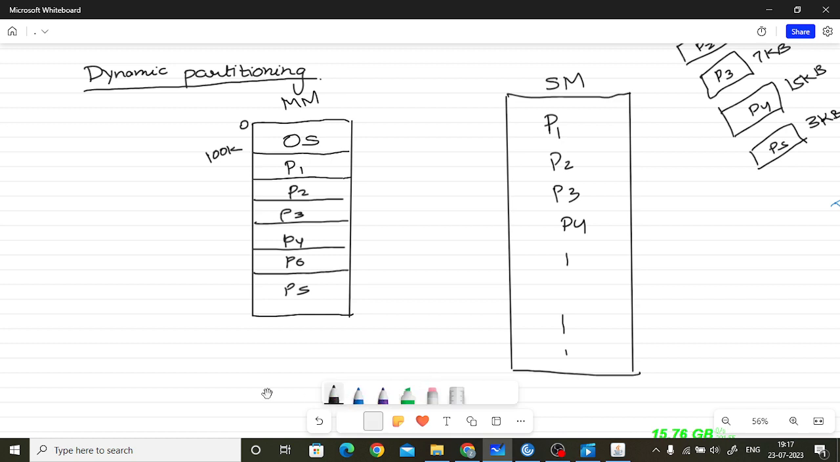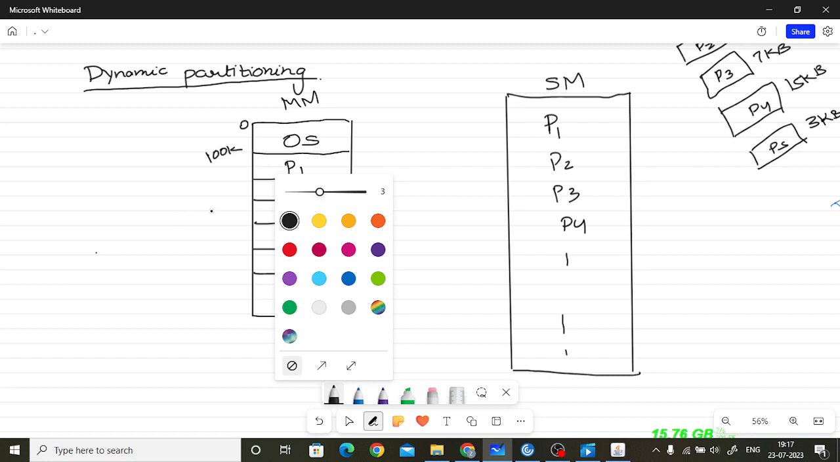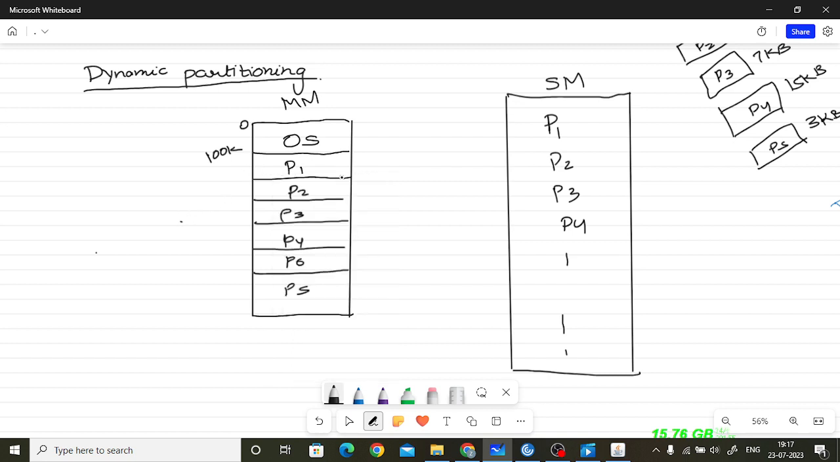We will not be having internal fragmentation, because we are allocating the space dynamically. One by one the processes are coming from the secondary memory, they will be acquiring the space in the main memory, and will be arranged like this, and there will be no internal fragmentation.